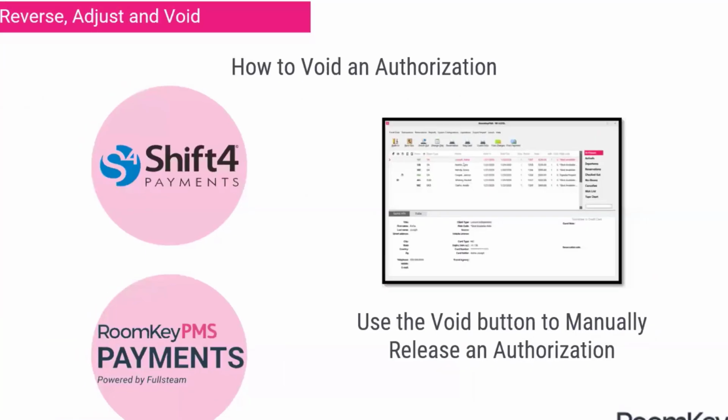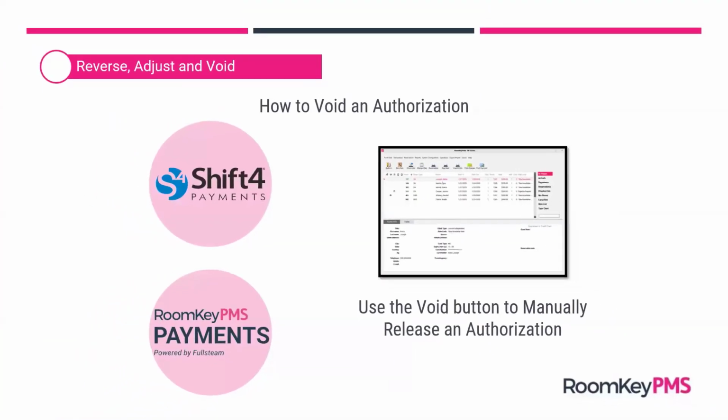So it's not too common that that'll happen, but if you do have a scenario like that where the guest uses one credit card for authorization at check-in, and then sometime during their stay they would like to change the credit card on file or the authorized credit card, you can void the original authorization and then manage the new authorization using the new credit card.